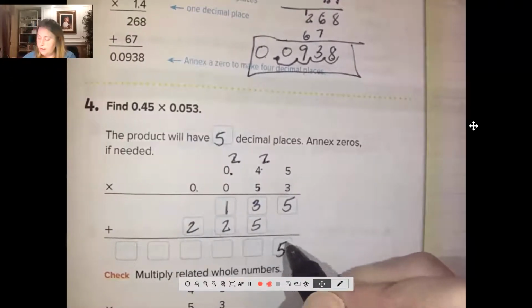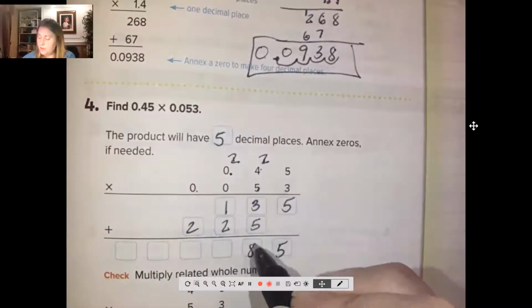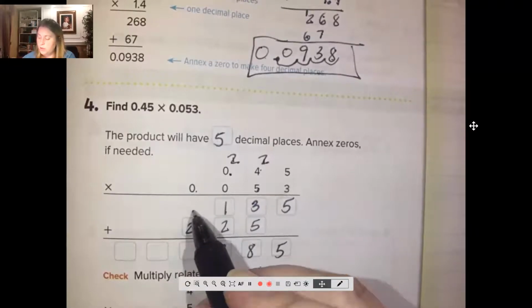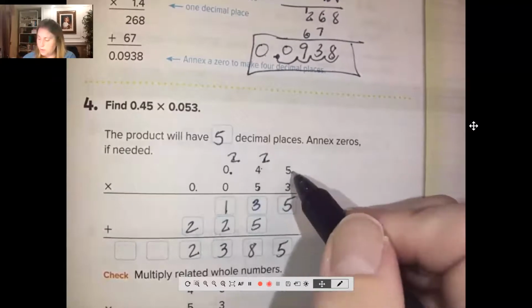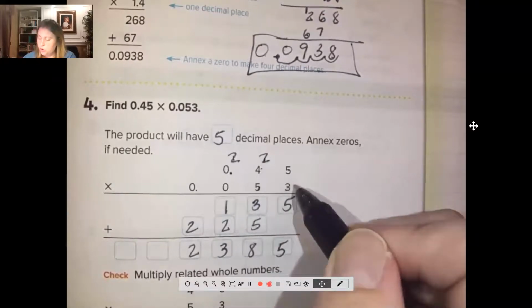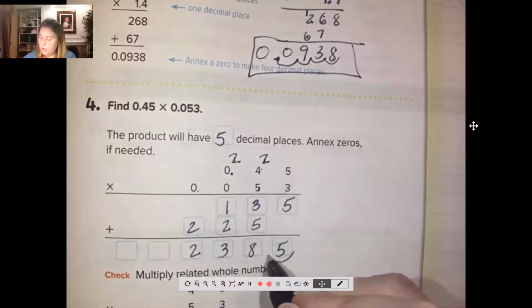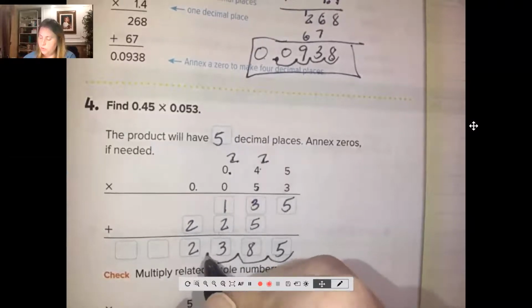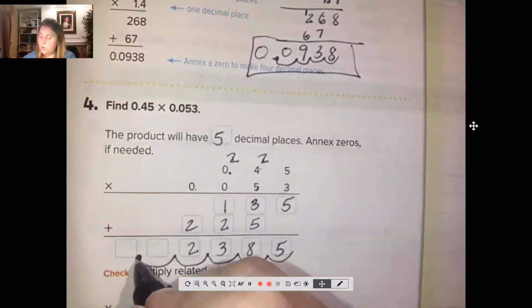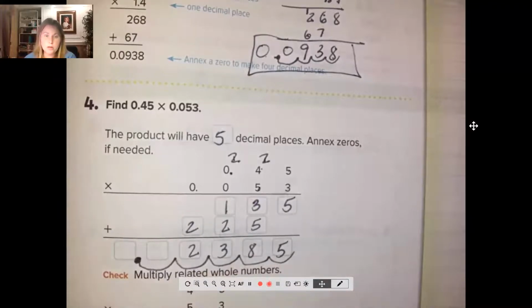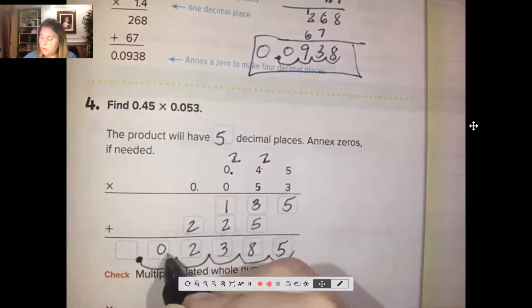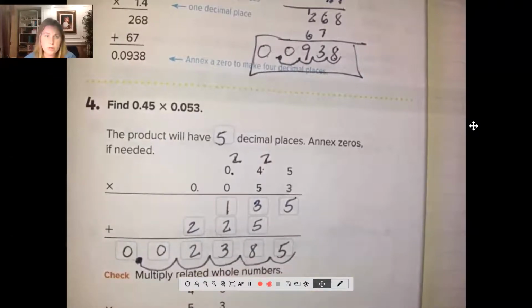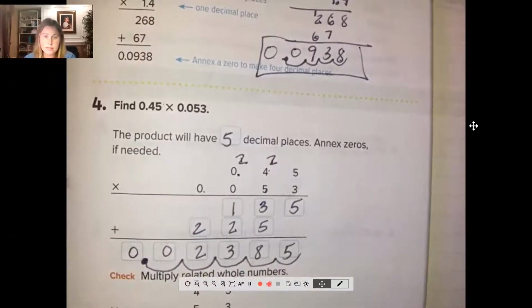So we add. 5 plus nothing is 5. 3 plus 5 is 8. 1 plus 2 is 3. Nothing plus 2 is 2. And we said we need 5 decimal places, right? Let's double check that. 1, 2, 3, 4, 5. So our decimal place is going to go there. And we need to annex a 0 here to the right of the decimal. And we add our 0 that is always to the left of the decimal place.